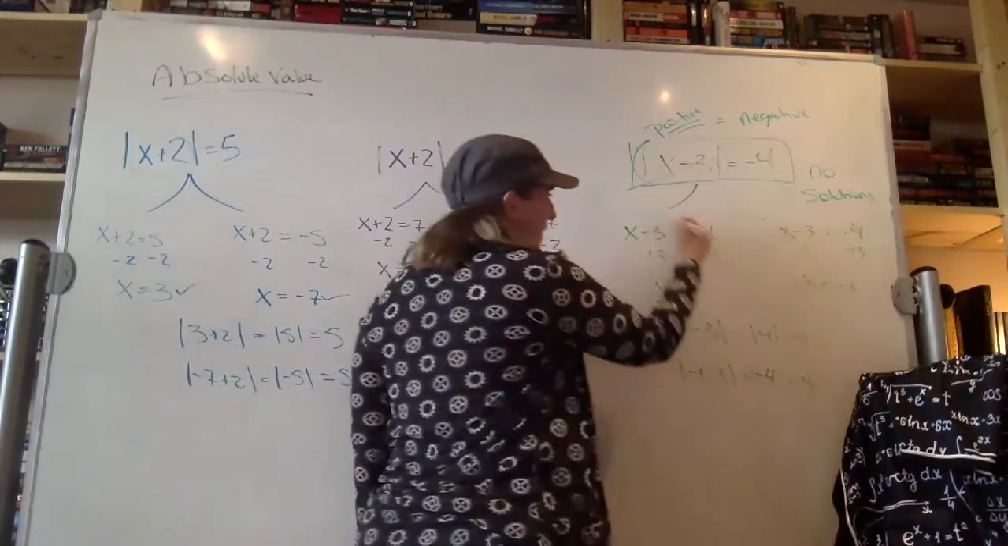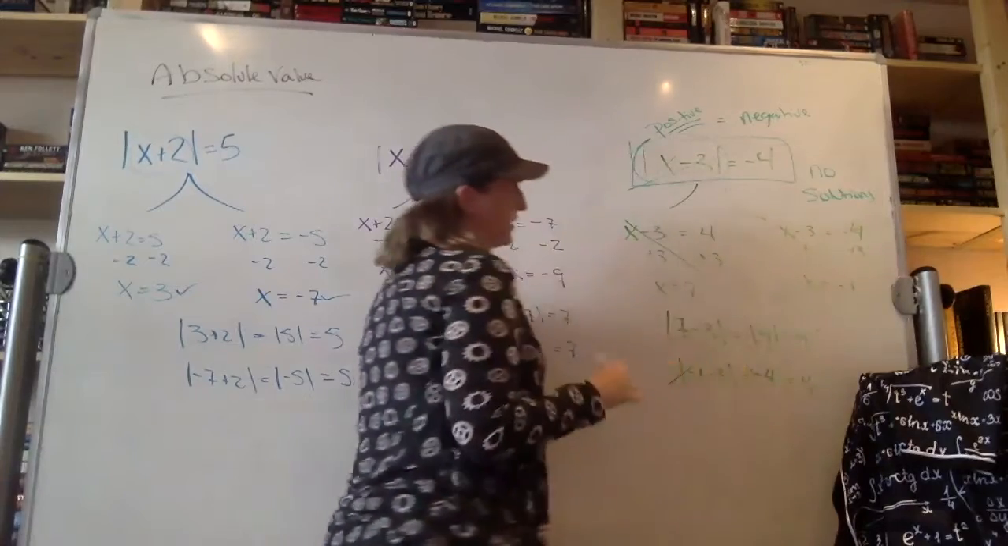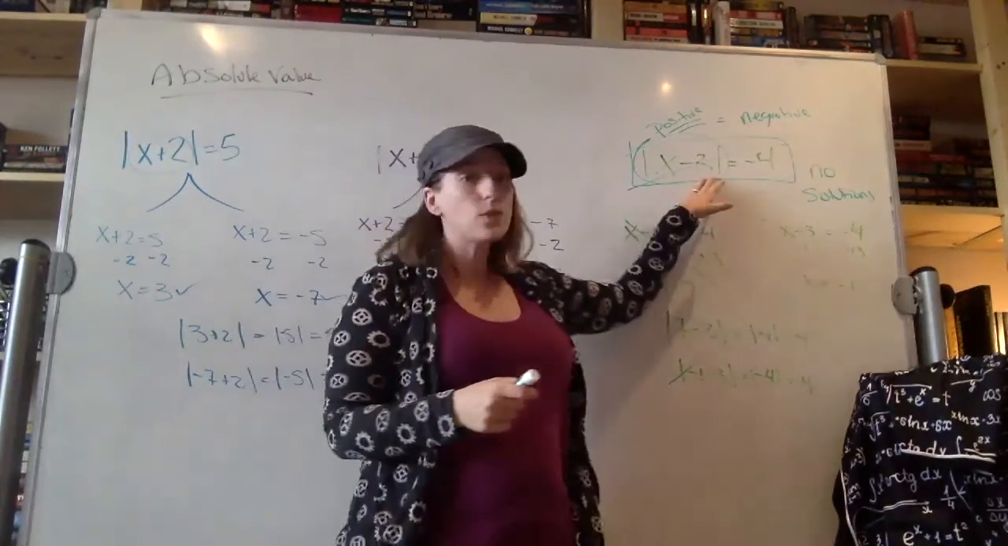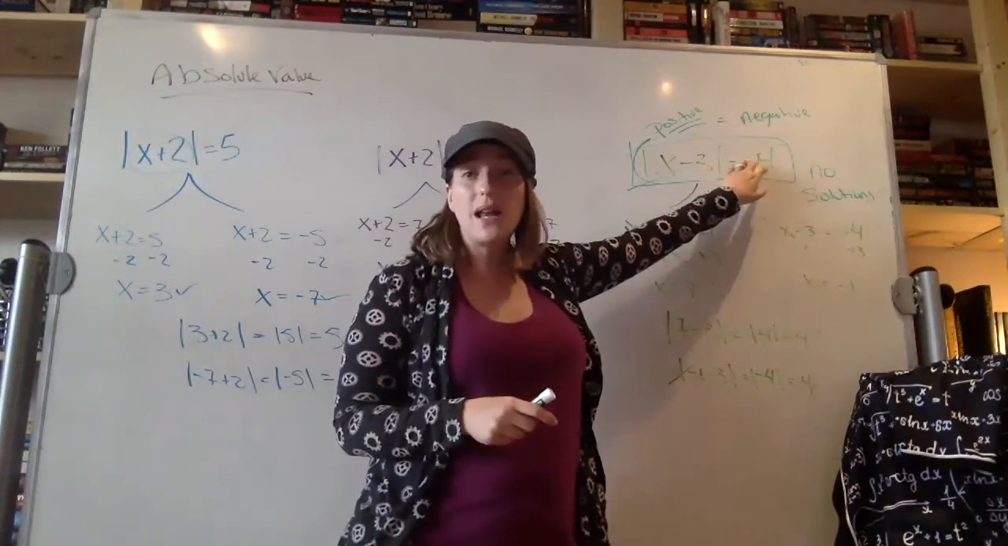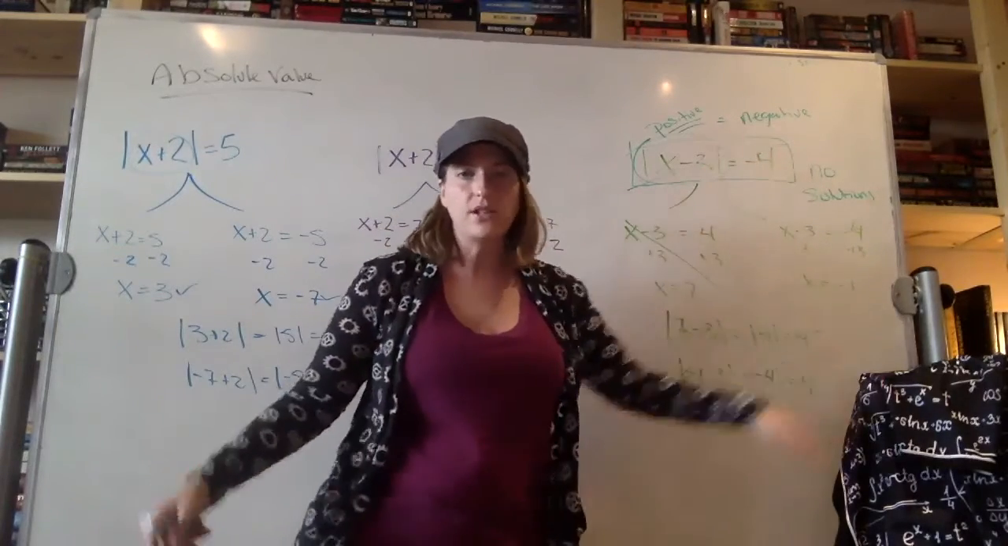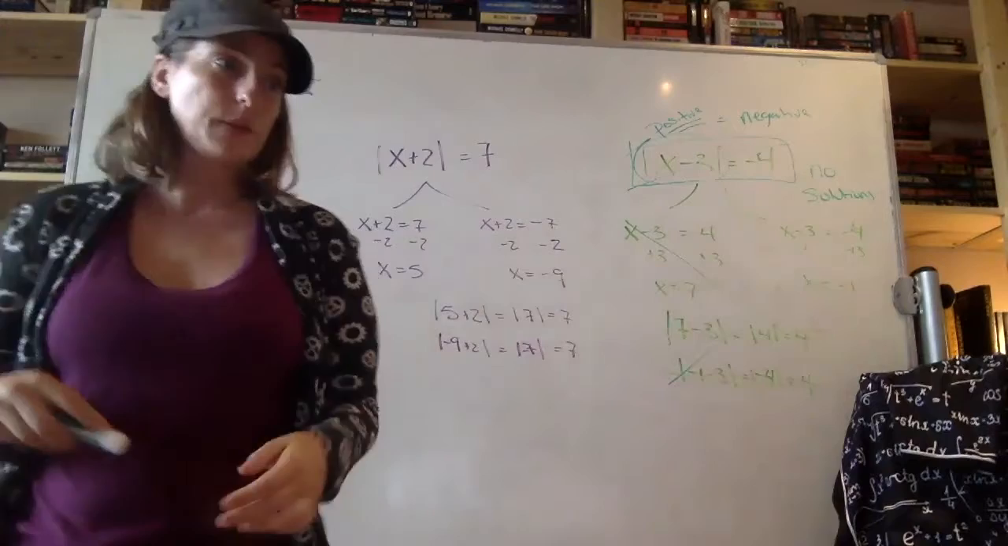Now, in general, we don't even have to try solving it and then checking our answer to see there's no solutions. What we need to do is recognize in the beginning that if we have absolute value equal to a negative number, we're not going to have any solutions. It just doesn't make sense, okay?